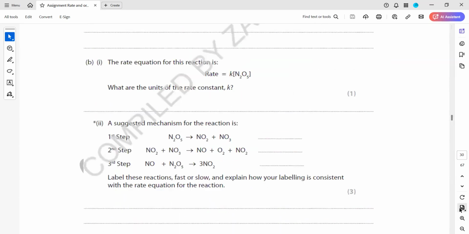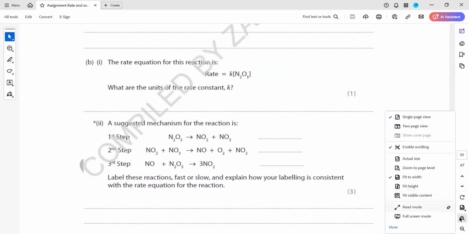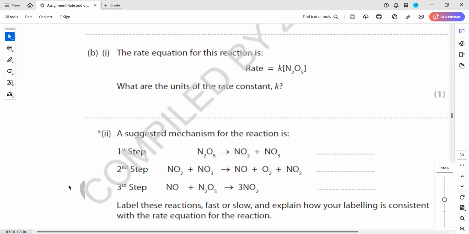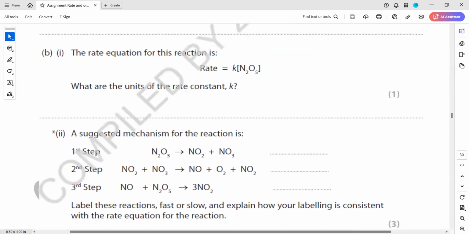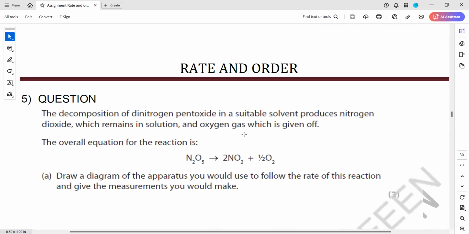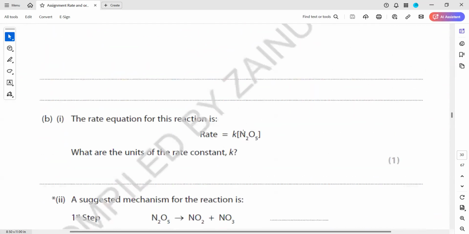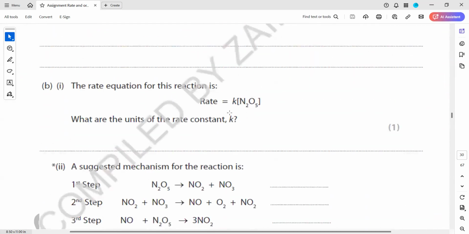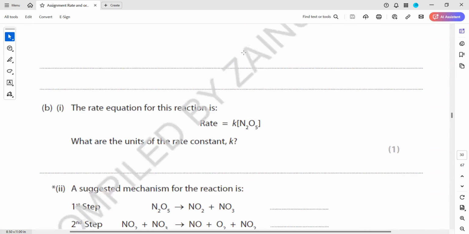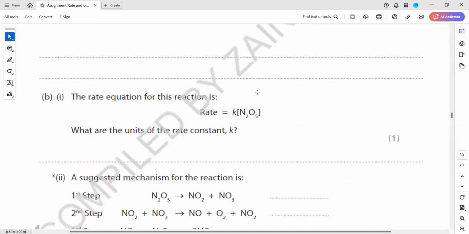Now, the rate equation for this reaction is this. So this is the overall equation and the rate equation. What are the units of k? So how do we work out the unit of k? What will k be according to this? k will be equal to the rate divided by the concentration of N2O5.